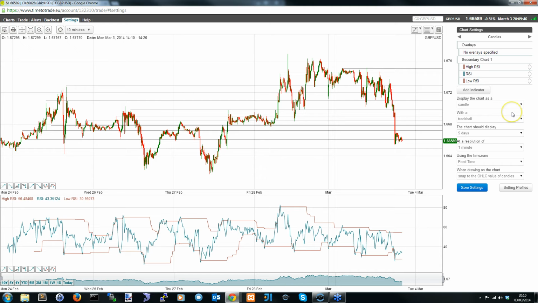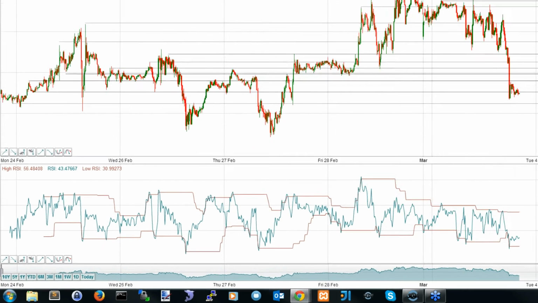So now what we'll do is create a simple strategy based on buying when the RSI falls below the lower band, and then selling into a short position when it rises above and falls below this band. And we'll see how we get on. I'm just going to save these settings.